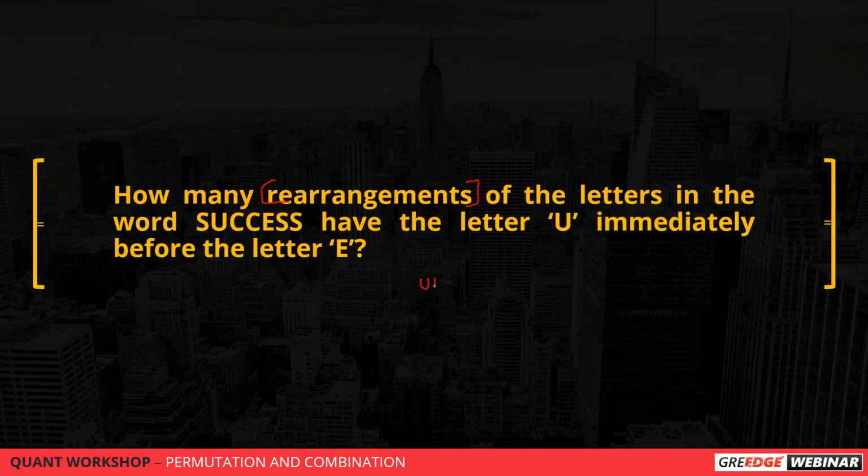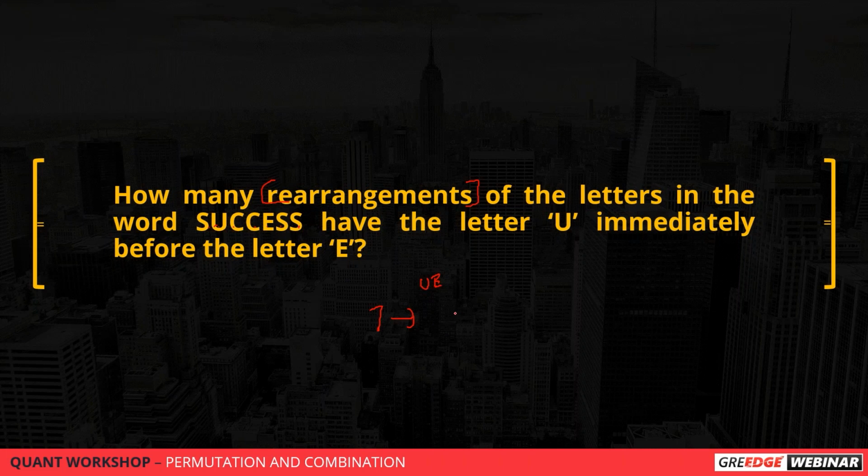So the letters should be like this: UE. You should not change it. This should be the fixed condition. What about the remaining? The remaining can be shuffled and arranged. That is the logic behind the question. So I need to take the letters. Let me divide the letters properly. 1, 2, 3, 4, 5, 6, 7. There are 7 letters.